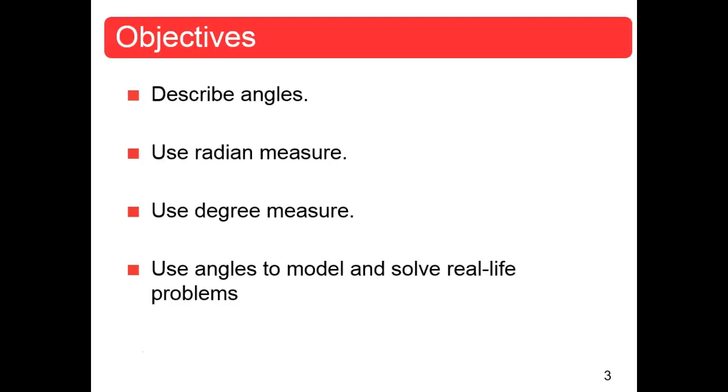Okay. So our objectives in this section are to describe angles, use radian measurement, use degree measures, and use angles to model and solve some real-life problems. Now, sort of hidden in there, that they don't mention, but it's pretty important, is how do you go back and forth between radians and degrees. So we'll do that as well. Okay? So let's talk about angles.